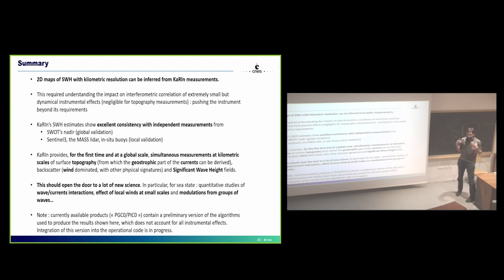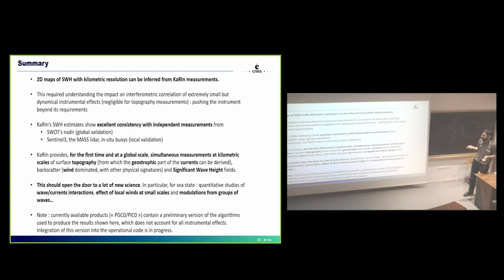I'm not going to read all of this. I'm just going to say Karin provides two-dimensional maps of significant wave height at resolutions of kilometers. So that's new at a global scale, and I'm sure there's a lot of science to be done with it. There was a lot of work to make sure that we could get rid of all the instrumental effects as much as we could. We're pretty happy with the state of things, but of course this is work in development.